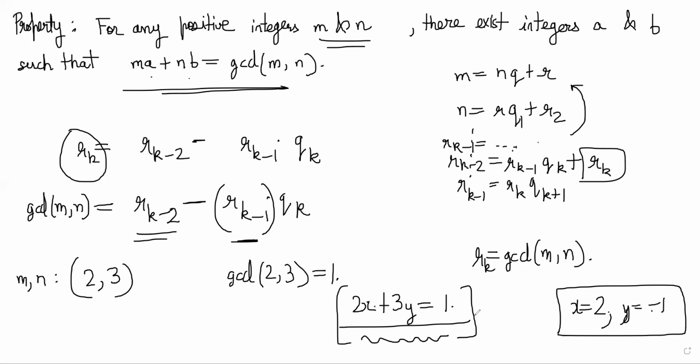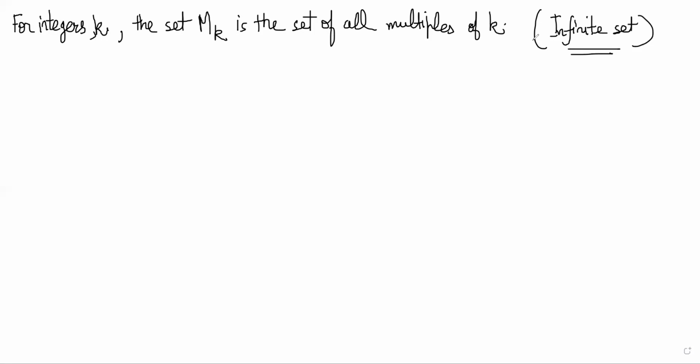Reverse all the steps, start from the bottom, and keep expressing all of the rk's in terms of the previous equations. Now, let's look at what is LCM. What is the meaning of LCM? For integers k, the set Mk is the set of all the multiples of k. Obviously, this is an infinite set because you can keep making new multiples which are larger and larger.